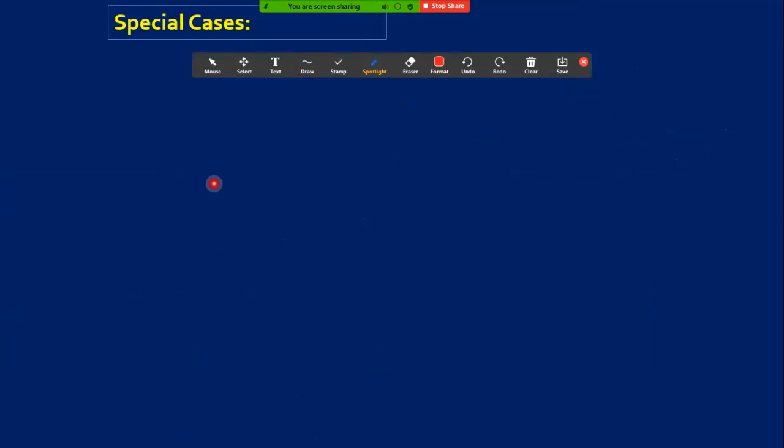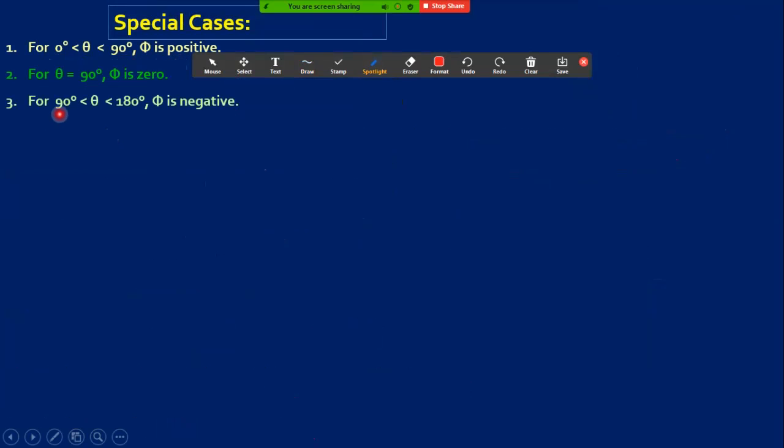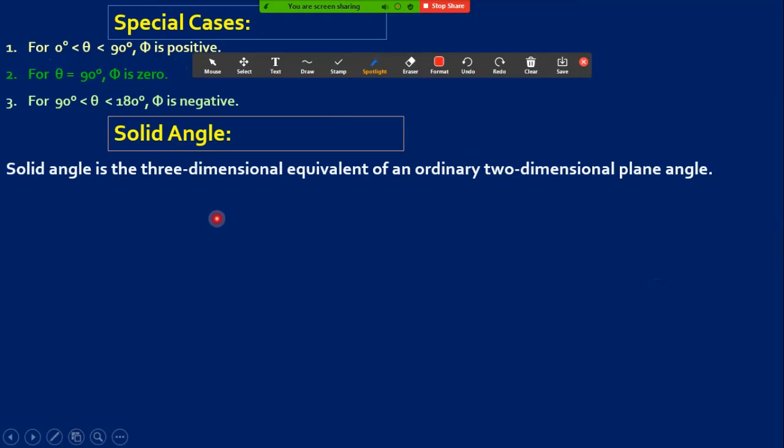Special cases: what will be the value of flux if the angle is changed? For this case phi is positive, for this case phi is 0, and for this case phi is negative. Solid angle, my dear boys, you know very well that there is a term called solid angle.